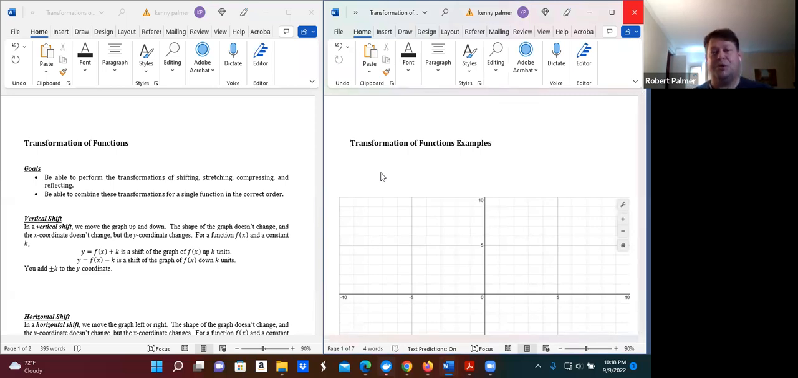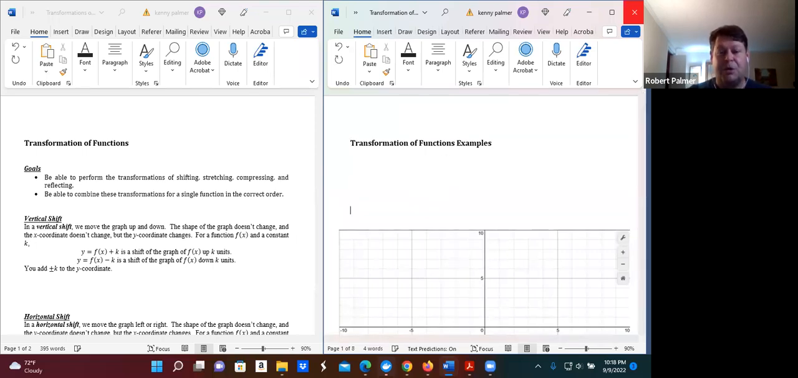Now, let's take a look at our first shift. And let's come over here. So our first transformation is going to be a vertical shift.